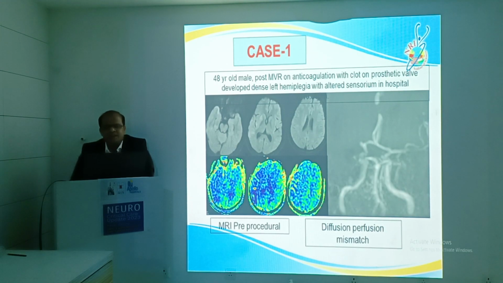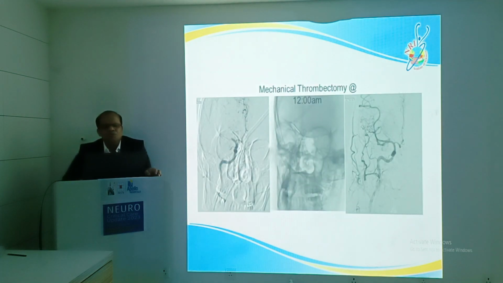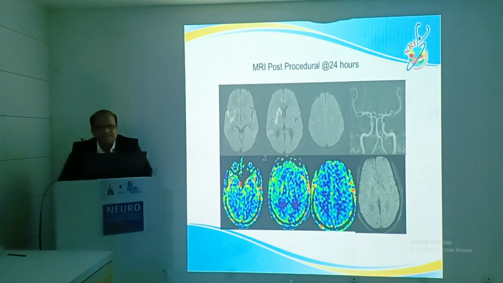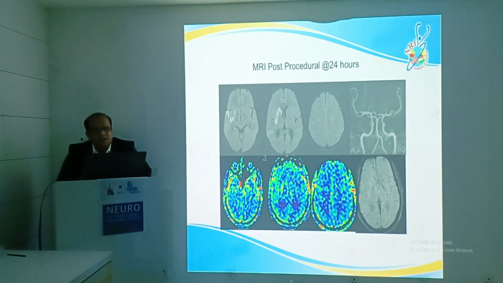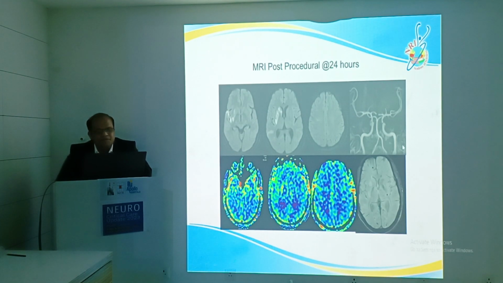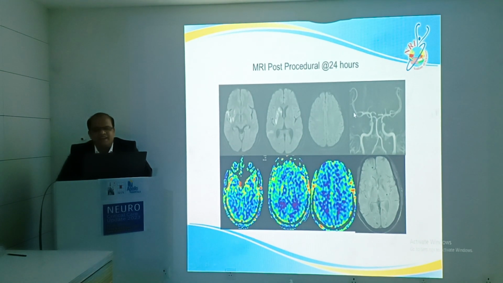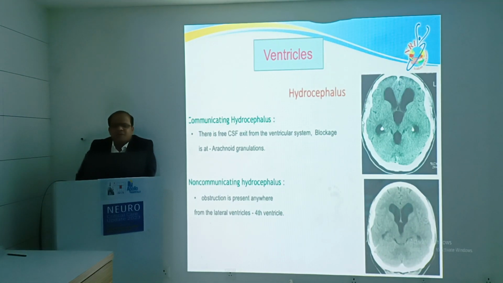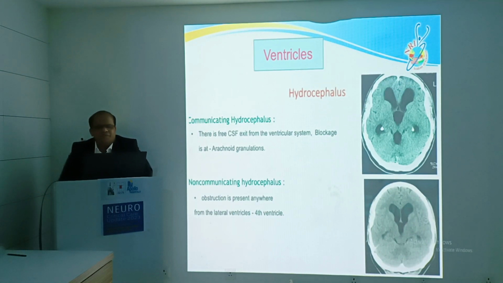We went for the MRI, and there was a disconnection of the right MCA. After that, the interventional radiologist did a mechanical thrombectomy and recanalized, and the perfusion was restarted. On the 24-hour scan, the perfusion mismatch was not there, and there was establishment of small infarcts, but the vessels have been recanalized. Reperfusion has been established. And after completing the brain, we have to concentrate on the ventricles.